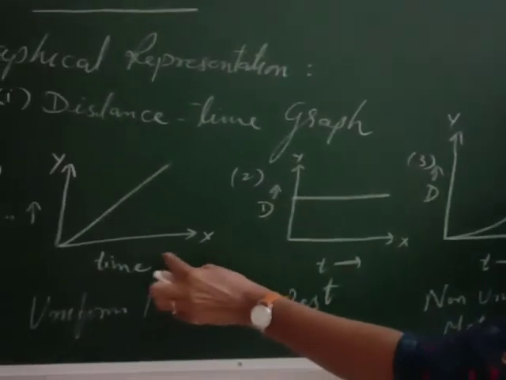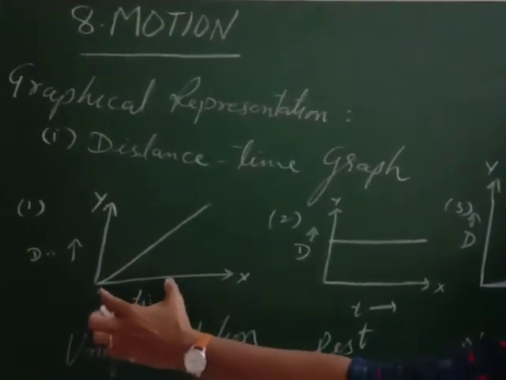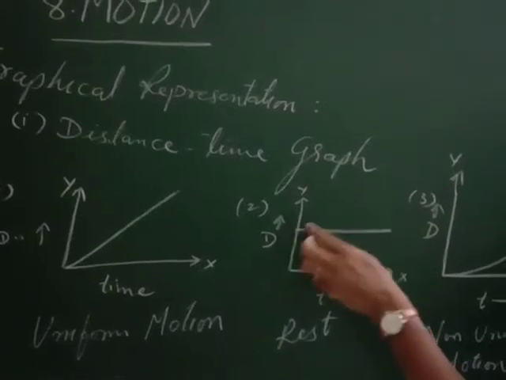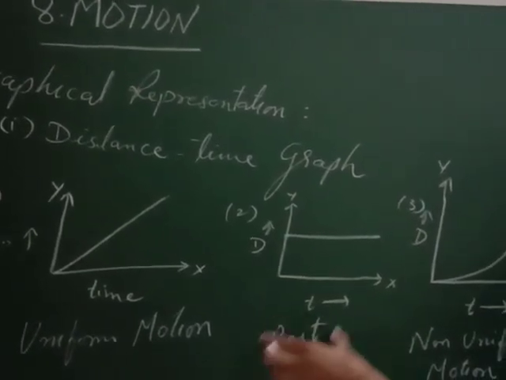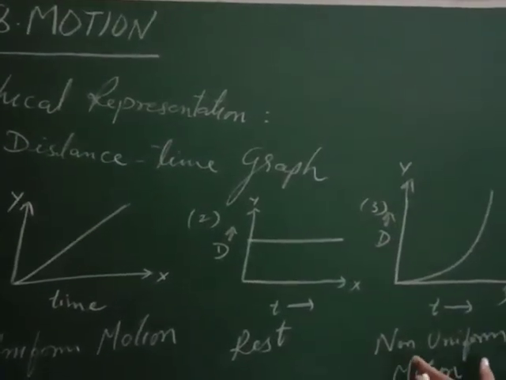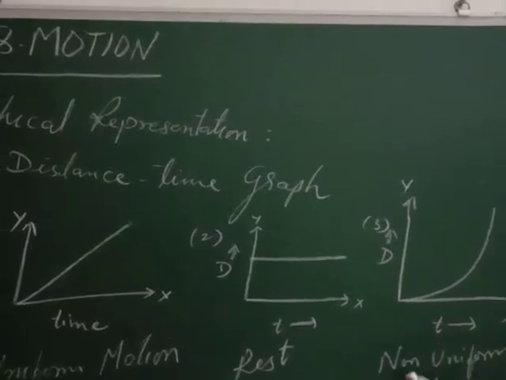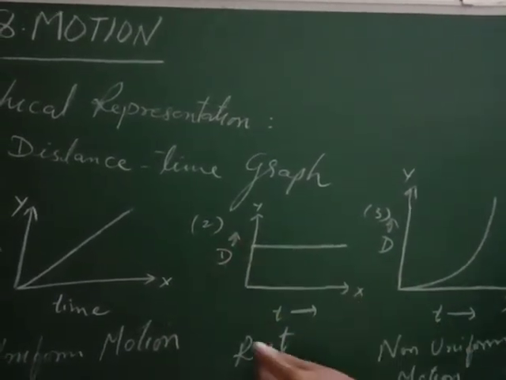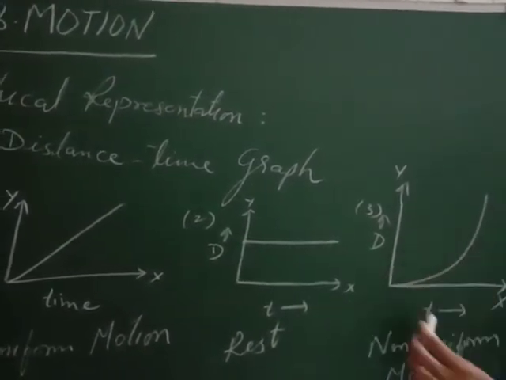This is uniform motion because equal amount of distance is increasing in equal intervals of time. Here the time is increasing but the distance is constant, so it is the rest position. The object is not moving. And here it is non-uniform motion because you are getting a curve. So when you make a graph for these three types of motion, rest, uniform motion and non-uniform motion, you will always get this type of graph.